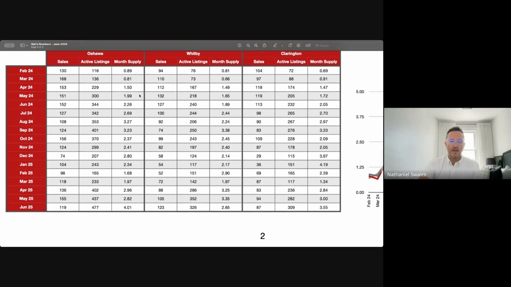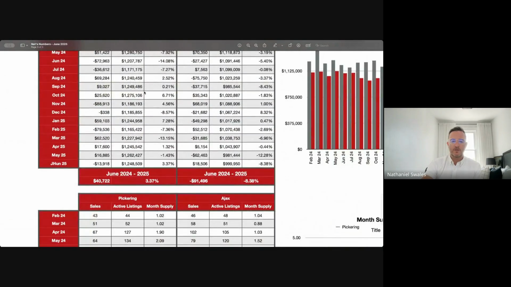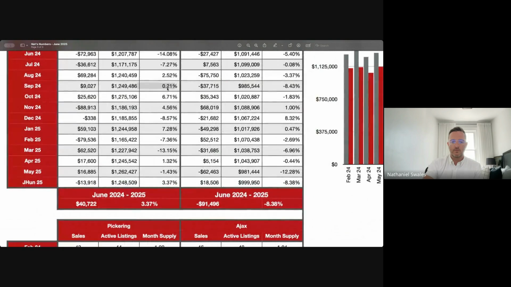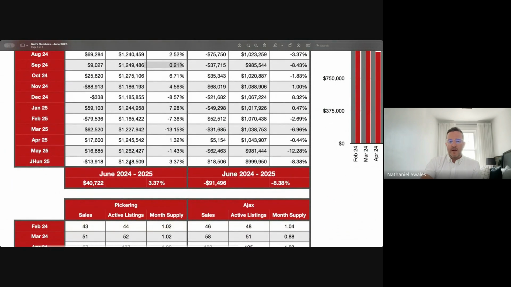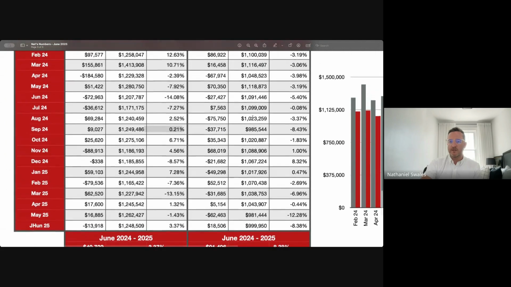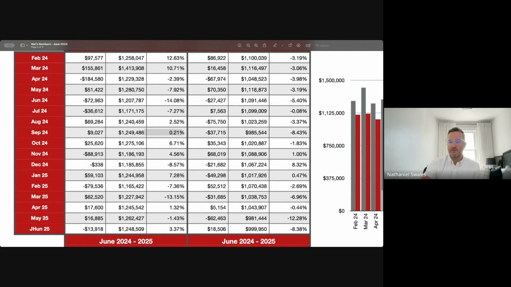And then Ajax Pickering, I'll make this a bit larger. So Pickering average sale price 1.25 essentially. Ajax down under $1 million again, which Ajax really did not drop under $1 million last year. If we look at 2024, there's 1 month, September, where they were down. So one thing I'm keeping an eye on, they seem to be having more of a struggle this year in terms of sales and getting product moving.